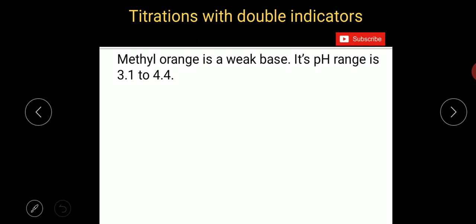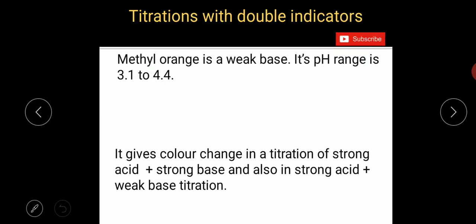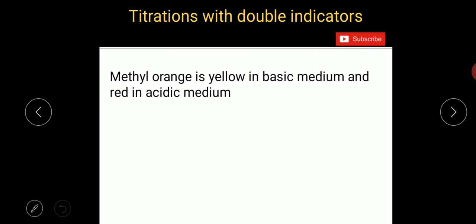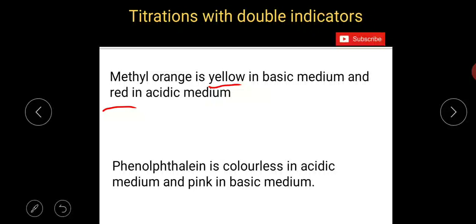Methyl orange is a weak base. Its pH range is 3.1 to 4.4, meaning in the acidic range. It gives a color change in a titration of strong acid and strong base, and also in the titration of strong acid and weak base. The color of methyl orange in basic medium is yellow and in acidic medium is red. Phenolphthalein is colorless in acidic medium, pink in basic medium.